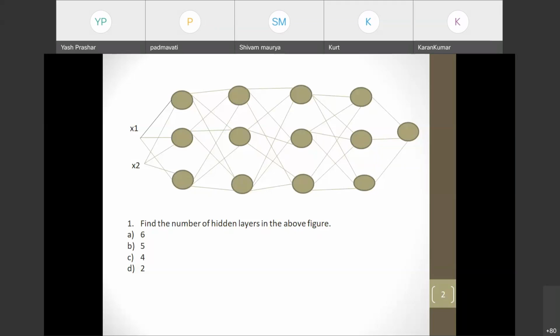Now, try to solve this. Find the number of hidden layers in the above figure. Ma'am, 4. Yes, it should be C, that is 1, 2, 3 and 4. Correct?